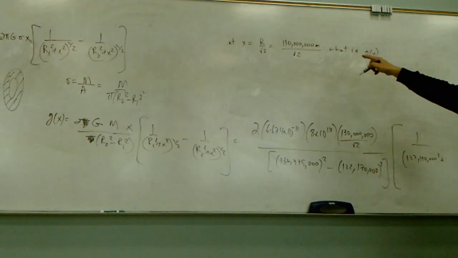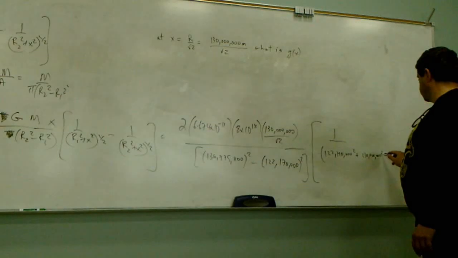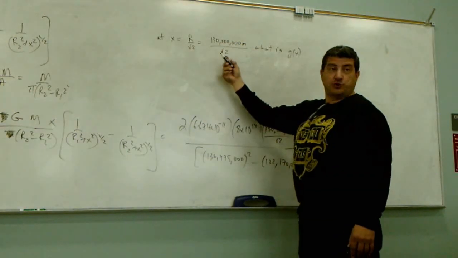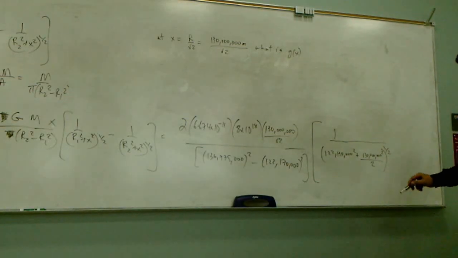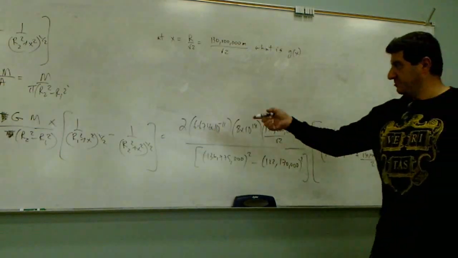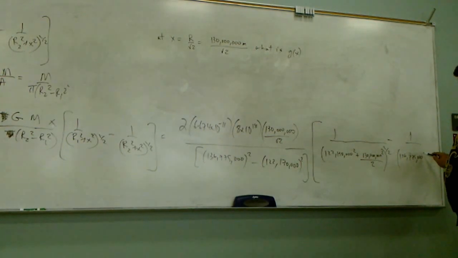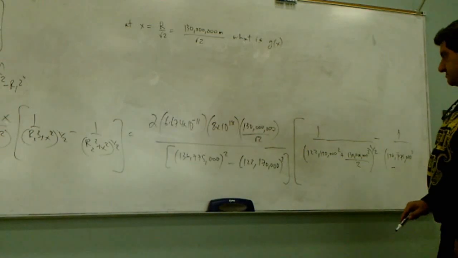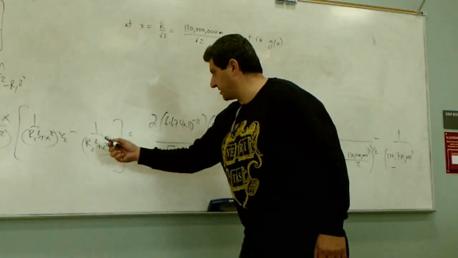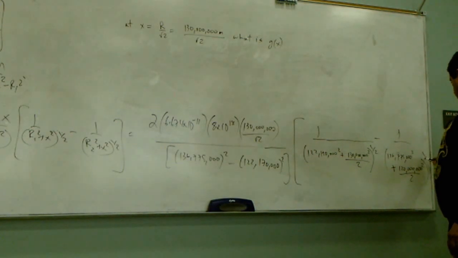Plus the x squared, so this guy squared over, then when you square this, you get this squared over 2, right? To the 1/2 power. Oh my gosh, so many things. Minus 1 over the outer radius, which is 130, 775 squared, minus, no, not minus, plus, yes, plus 130 over 2 to the 1/2. Woo!